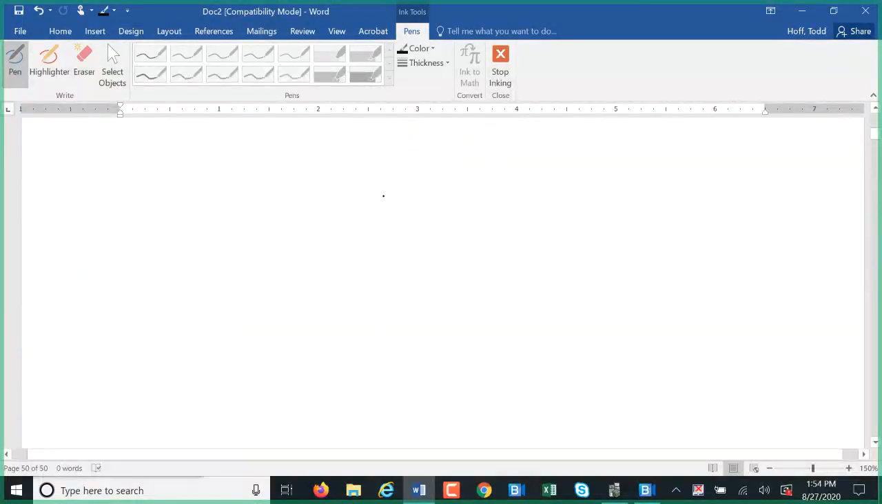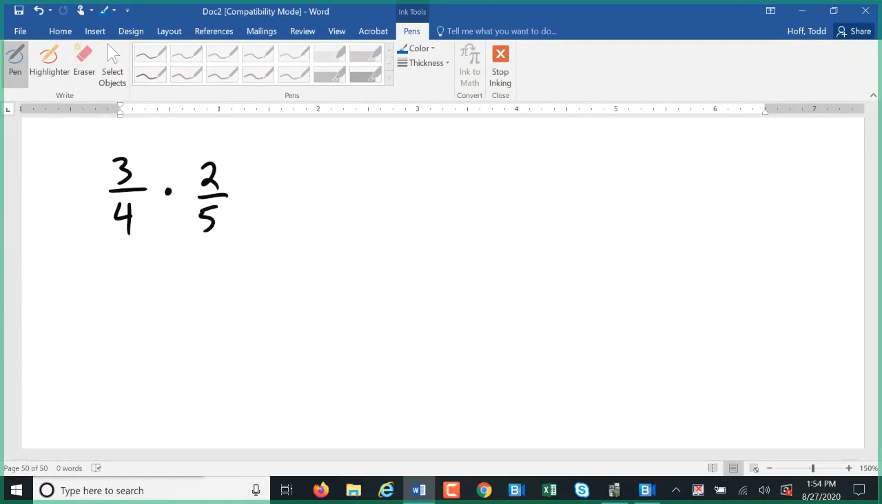Multiplication. We might look at 3/5. Actually, let's do this: 3/4 times 2/5. When we multiply, we do not need the same name. That means we don't have to worry about finding a common denominator or changing the names before we multiply.